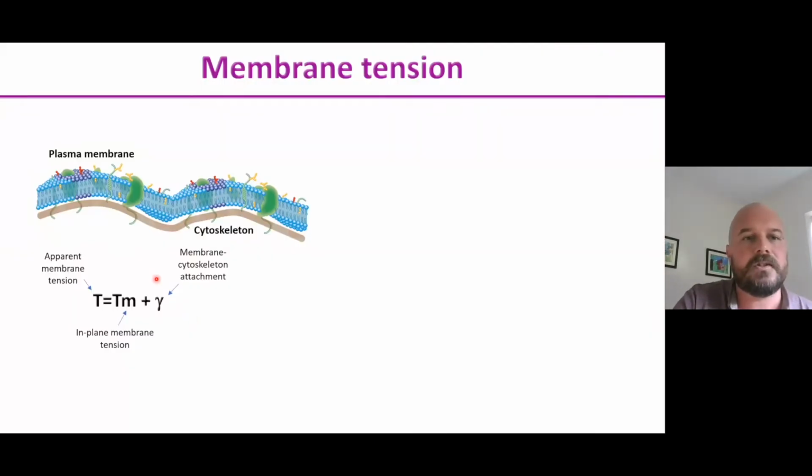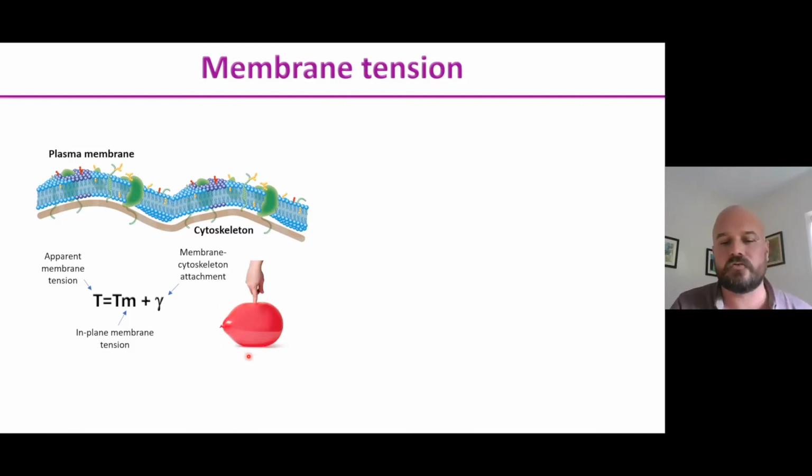So membrane tension is a force that resists deformation. And the apparent membrane tension that cells feel is really made up of the in-plane membrane tension together with connections between the membrane and the underlying cytoskeleton. So just like pushing on a balloon, when you push on a membrane, you increase membrane tension. And for a long time, it's been thought that membrane tension, just like in this balloon example, would propagate really rapidly around the structure. But this view has been challenged in recent years.